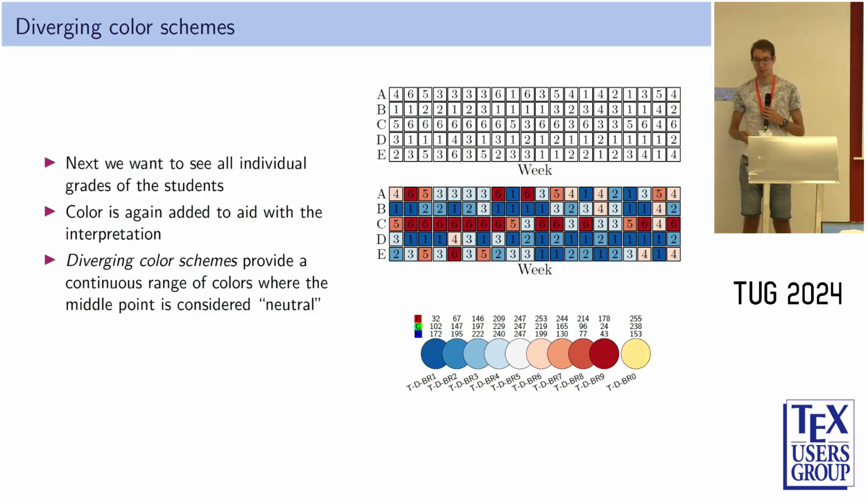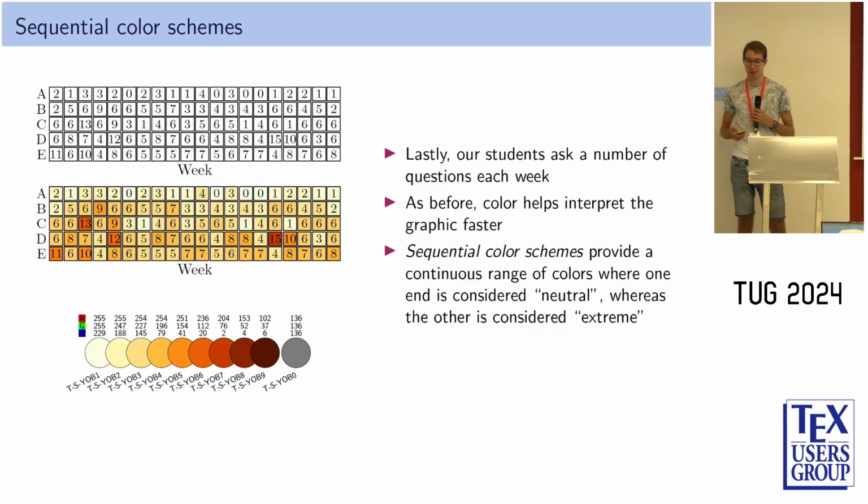A very similar example is if we now consider our students, well, they might ask questions, as I've been told. We might be interested in how many questions they ask per week, because, I don't know, maybe we want to know if students who ask more questions are better in the end. And again, we can just write down all of their numbers in a table. But again, it's hard to make out any patterns. And therefore, we use color again.